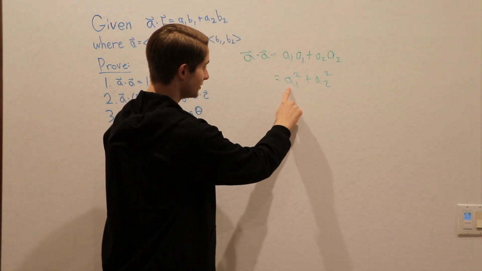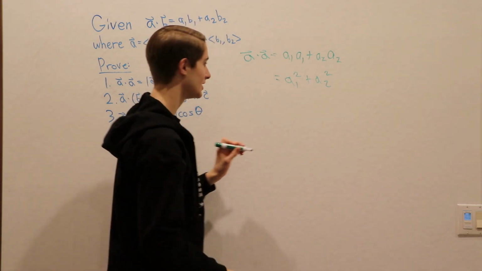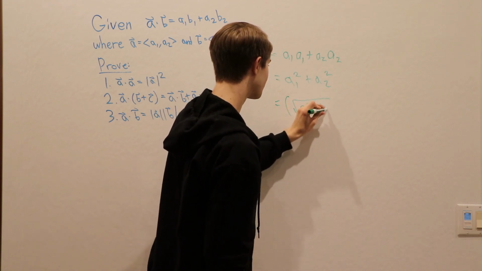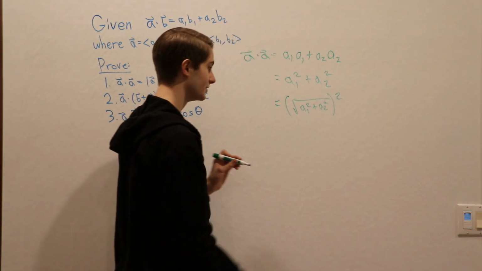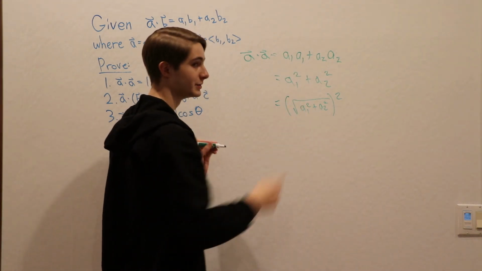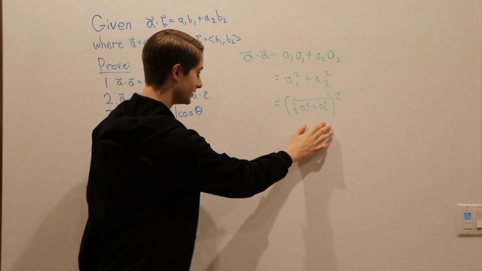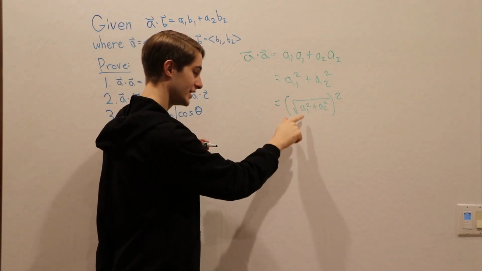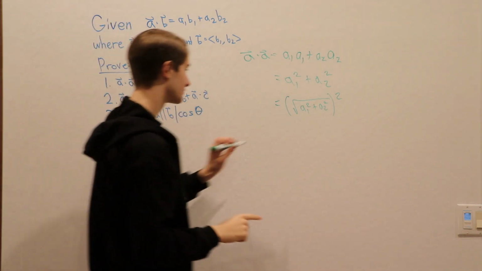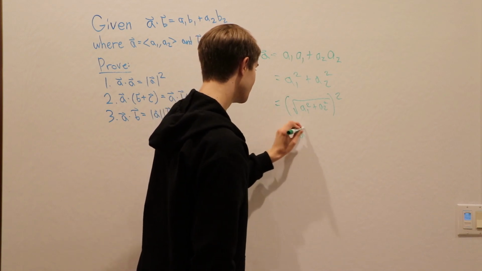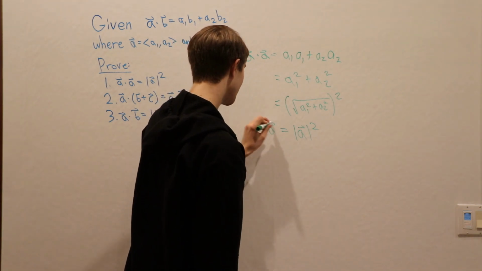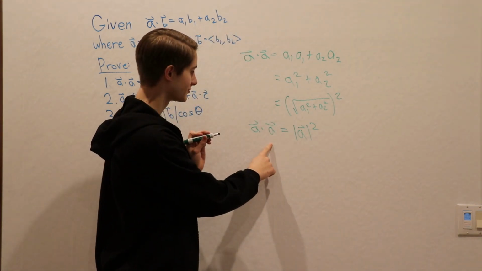And now, because A1 squared plus A2 squared is always going to be positive, we can rewrite this as the square root of A1 squared plus A2 squared, and then squared. So in this case, because the inside is positive, the square root and the square will cancel out and we'll just get back what we had originally. And now when we look at this, on the inside, the square root of A1 squared plus A2 squared, well, that's just going to be the magnitude of A. So we know this is equal to the magnitude of A squared. So we proved our first property, A dot A equals the magnitude of A squared.